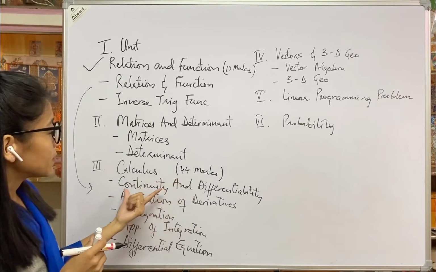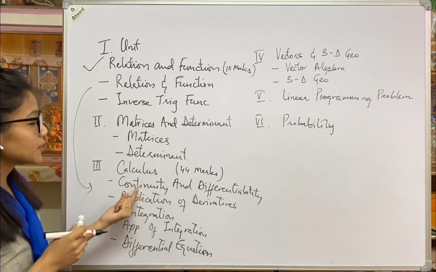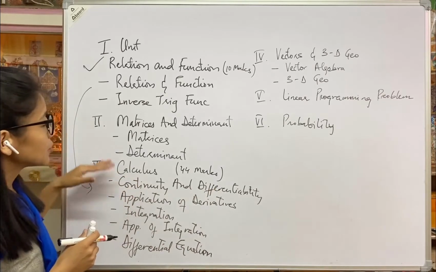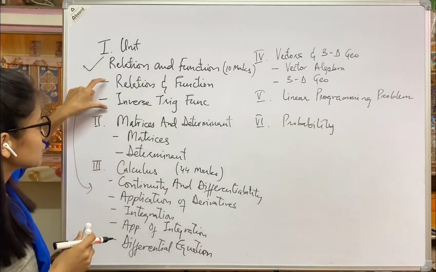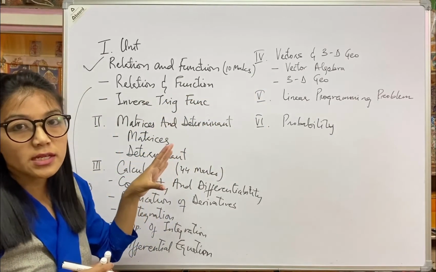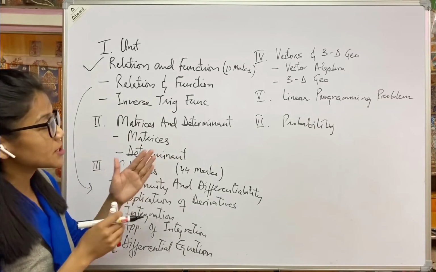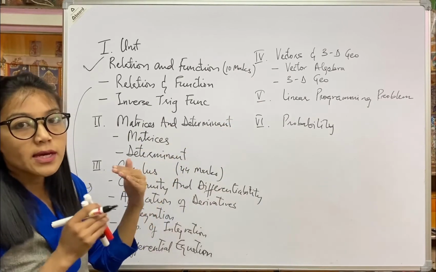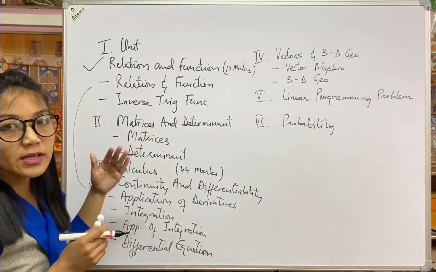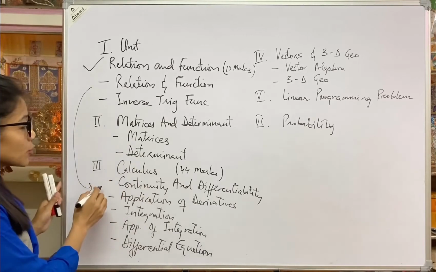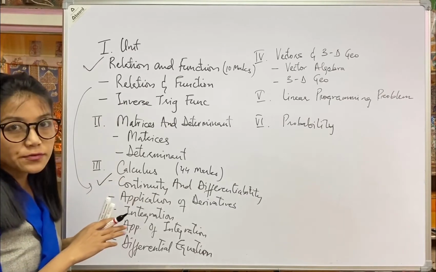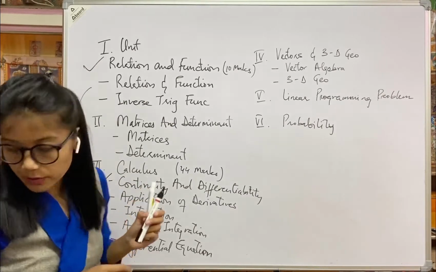So I'm going to start with the third unit. Today I'll be starting with the first chapter, continuity and differentiability. In total we have 13 chapters in the syllabus, divided into 6 units, out of which we have completed 2 chapters. So we still have 11 more chapters. Now I'm going to start with the first chapter of the third unit, continuity and differentiability.